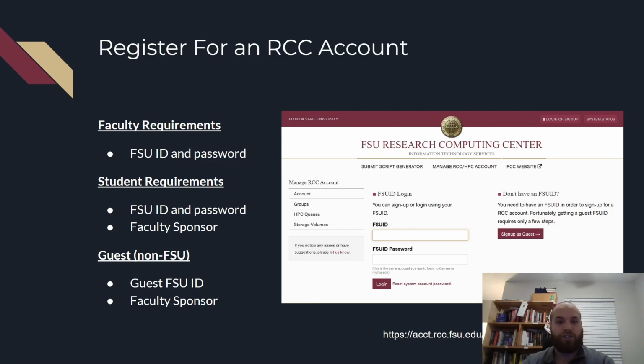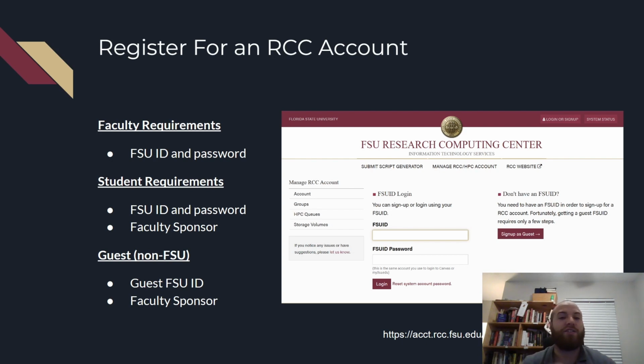To register for an RCC account, you need a couple things. If you're a faculty member, you just need your FSU ID and your password. If you're a student, you need, again, your FSU ID and password, but in addition, you need a faculty sponsor, right? We do this so we can tie students to the department that they're in or the lab that they're in or the class, right? And we know who's working with who on our systems, right?